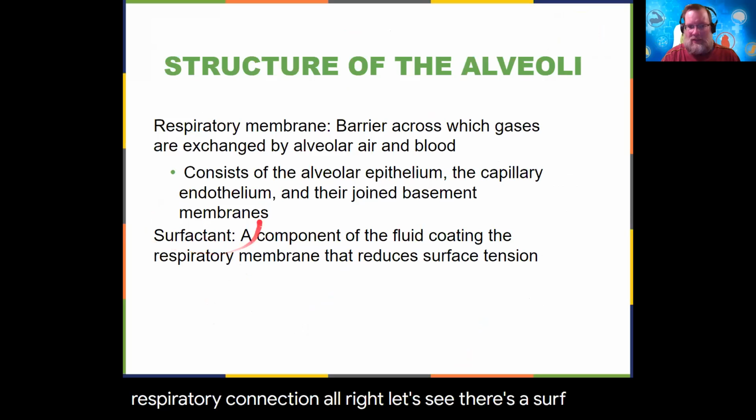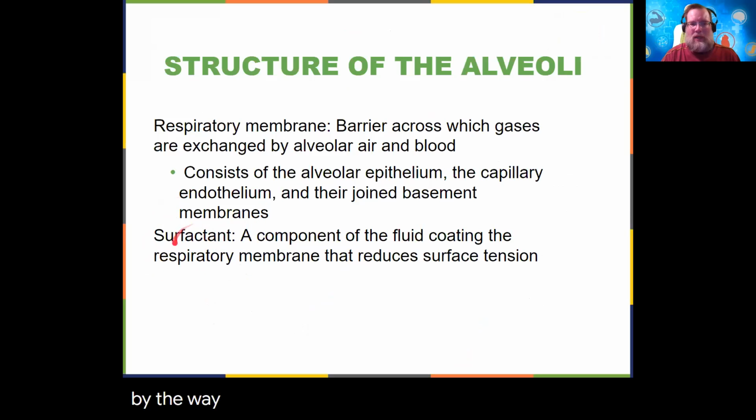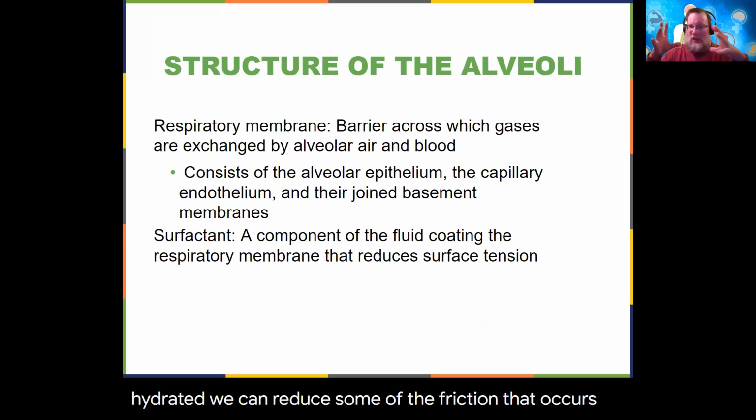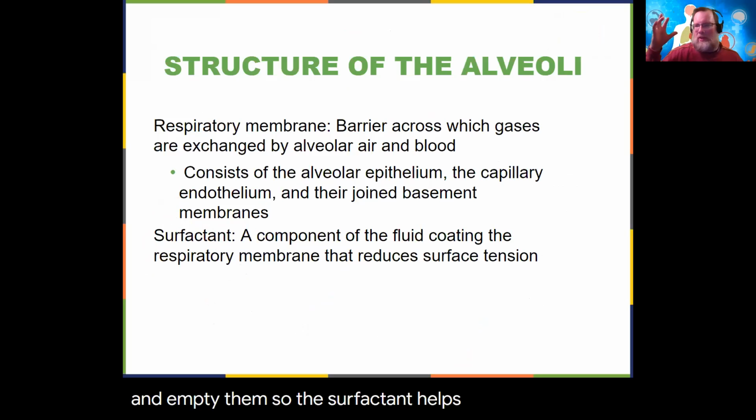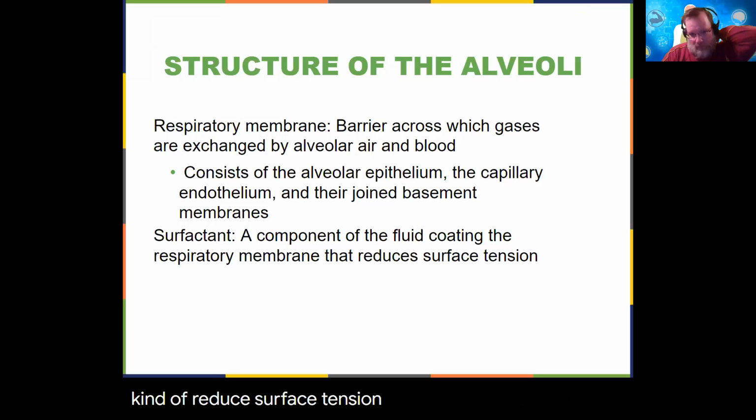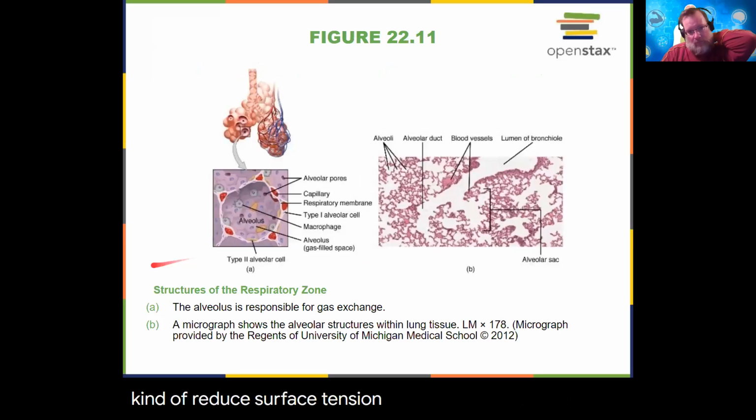Let's see. There's a surfactant, by the way, a surface lubricant. So those alveoli need to stay hydrated. We can reduce some of the friction that occurs. There's a lot of action, right? These alveoli are expanding and contracting as we fill them up and empty them, fill them up and empty them. So the surfactant helps the alveoli with their elasticity and helps reduce surface tension. Okay, so here's an alveoli or an alveolus.